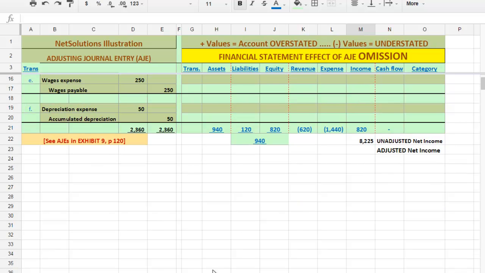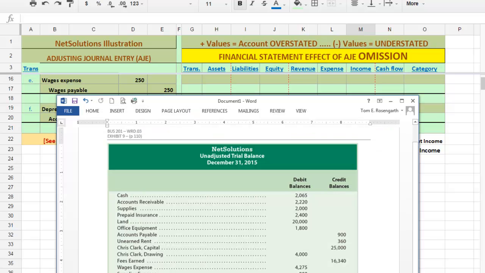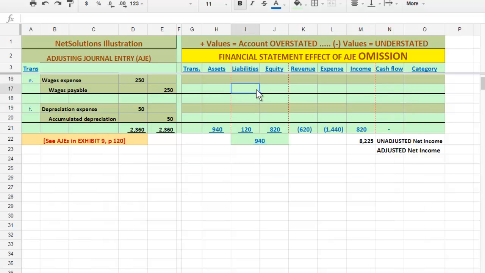In transaction E, the entry shows a debit side entry to wages expense and a credit side entry to wages payable. Examining the unadjusted trial balance, wages payable does not appear in the trial balance, so we can assume it has a zero credit balance. Omitting this entry crediting wages payable implies that the liabilities would be understated. There's not enough of them. So we will enter a minus $250 in the liabilities.